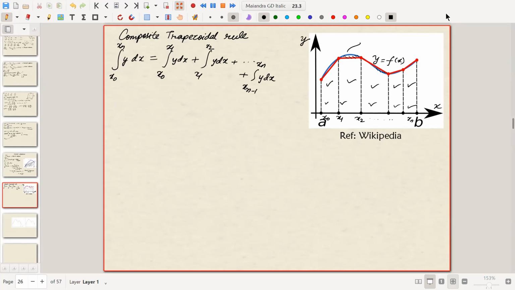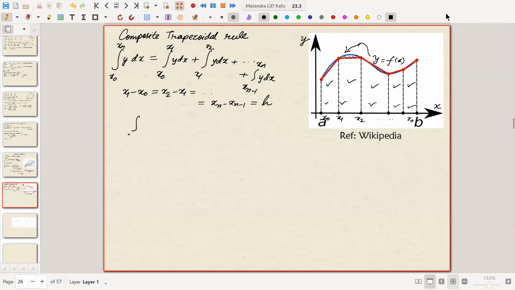This blue guy is actually y equals to f(x), and this red one is your interpolating polynomial. You can see that these are made of piecewise lines. That is what interpolation is. Just for simplicity, we can assume that x1 minus x0 is the same as x2 minus x1 and so on till xn minus 1. That is h, the step size, a uniform step size I'm taking.